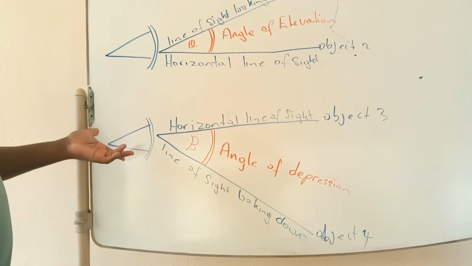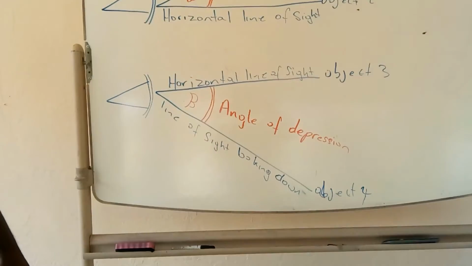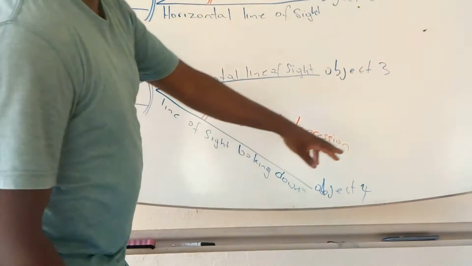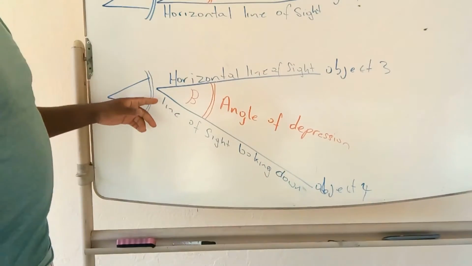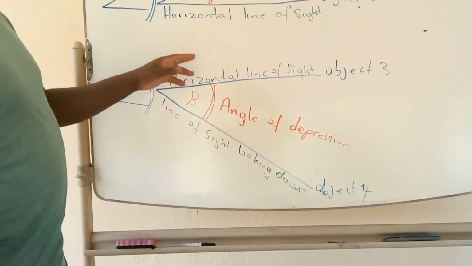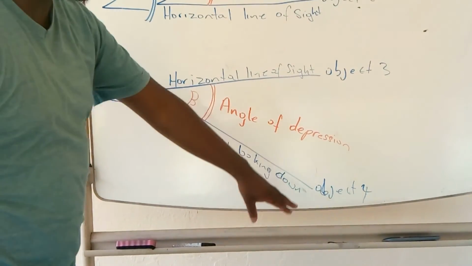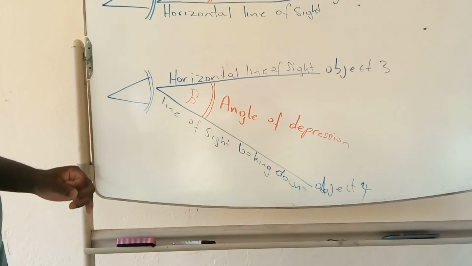So put it together now. What is your definition of angle of depression? It is simply the angle formed between the horizontal line of sight and the line of sight looking down. Basically, that's what the angle of depression is, right?